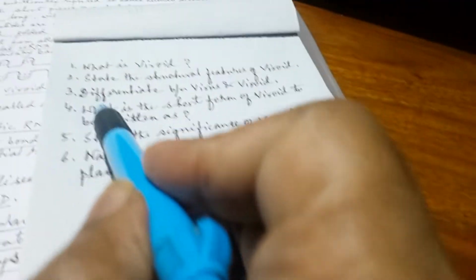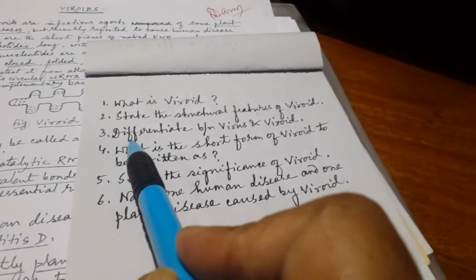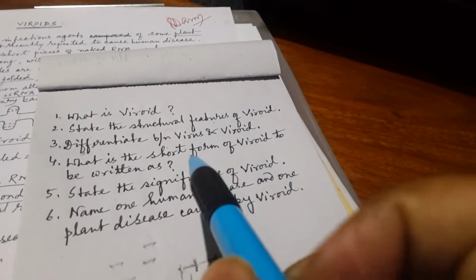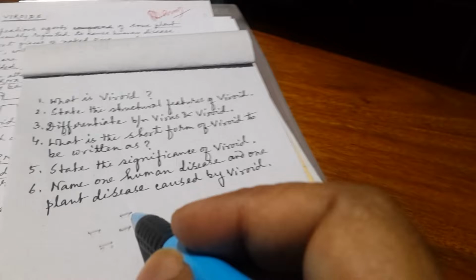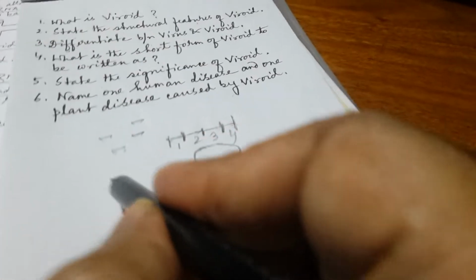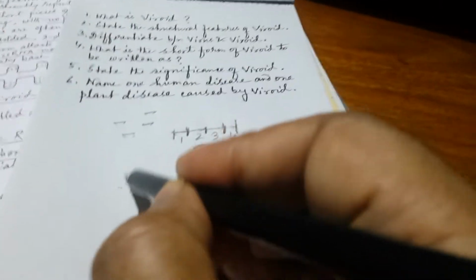Now I come to question number 3, that is, differentiate between virus and viroid. I hope all of you know what is virus. A virus is like this. I draw it.